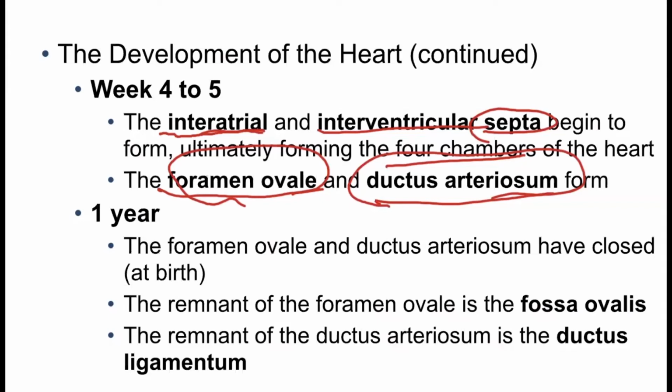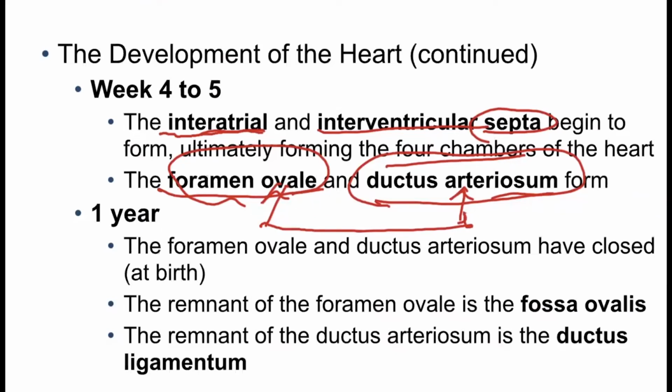Now at birth, both these shunts slam shut. They instantly close. They're supposed to instantly close. Sometimes they don't. That's where you get blue babies and things like that, because the blood's not going to the lungs for oxygenation. But if things work correctly, both the foramen ovale and the ductus arteriosus slam shut right at birth.